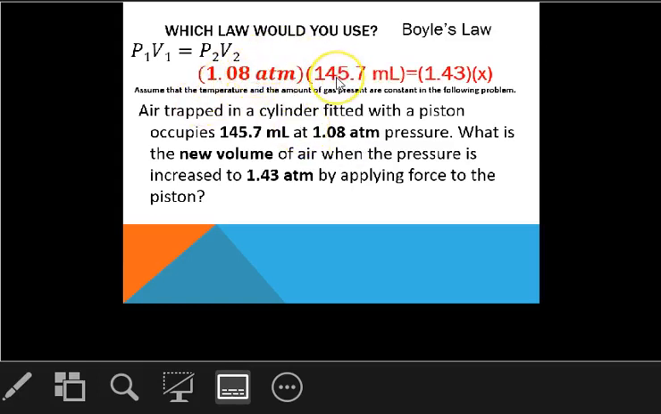Set up the variables that you know in your problem. Start with the side in your calculator where you have both of the numbers. That's 1.08 times 145.7 divided by 1.43, the variable that's attached to your x. And you will get 110 milliliters, or they may ask you to solve it and answer in liters for some reason. Then that would be 0.110 liters. To move from milliliters to liters, you move the decimal point 3 places to the left.